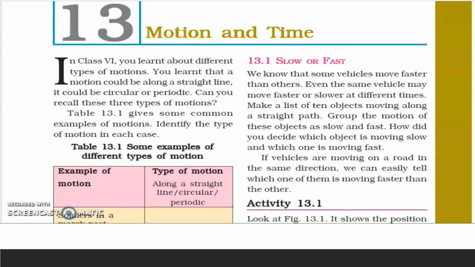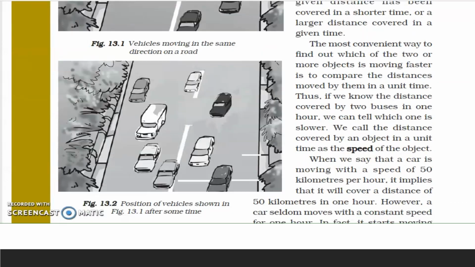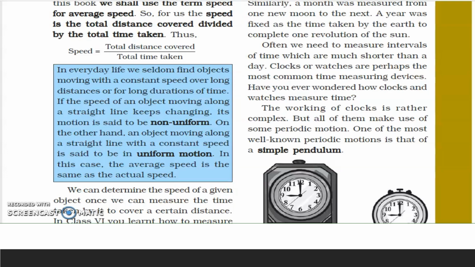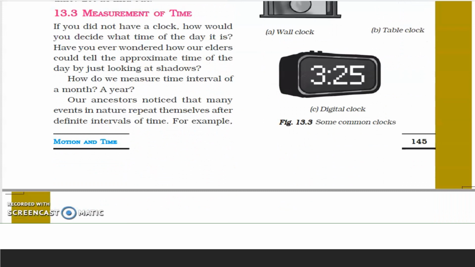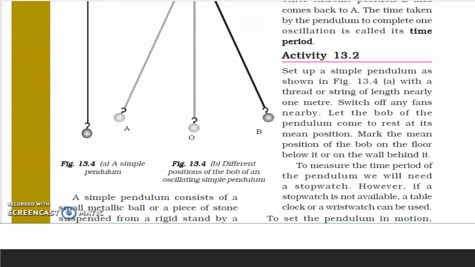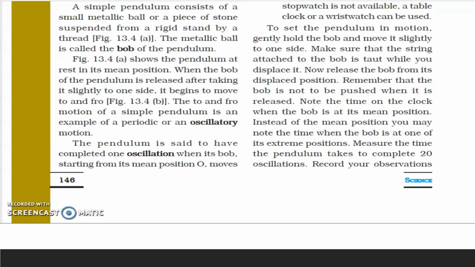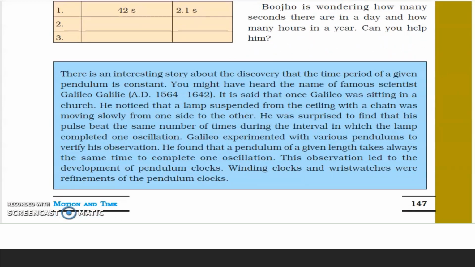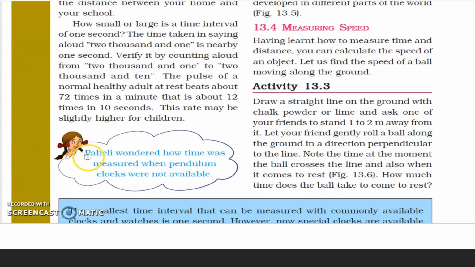Today I am going to continue with the chapter Motion and Time. In today's class we will start our discussion from measurement of time. That is exactly where we concluded in our last class. In our last class, we discussed measurement of time with the help of a simple pendulum. There we discussed what is oscillation of a simple pendulum, and what we mean by time period of a simple pendulum. Today we will start our discussion with measurement of time again.